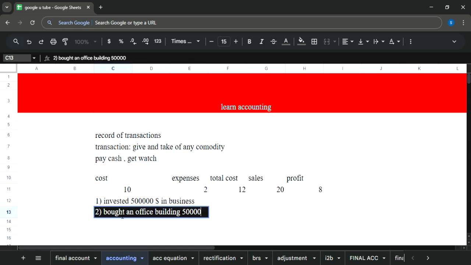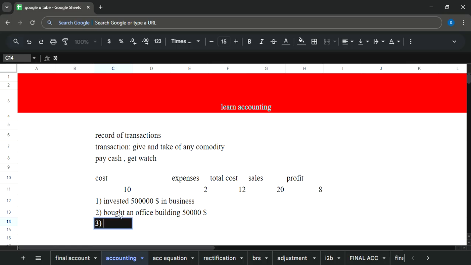Again, we are putting, and again at third position, you have bought a packaging machine, and for that you have spent $4,000.